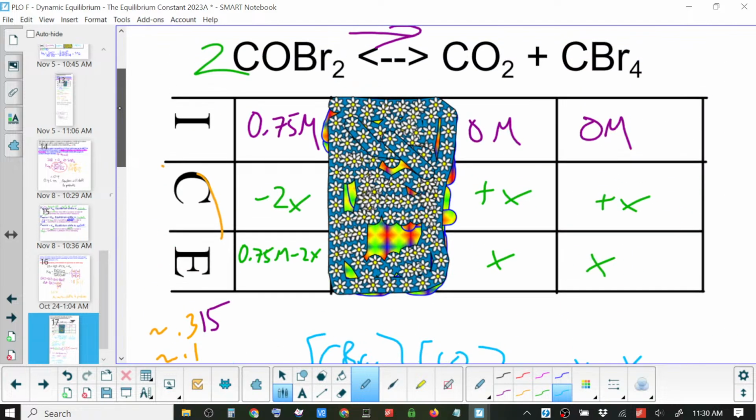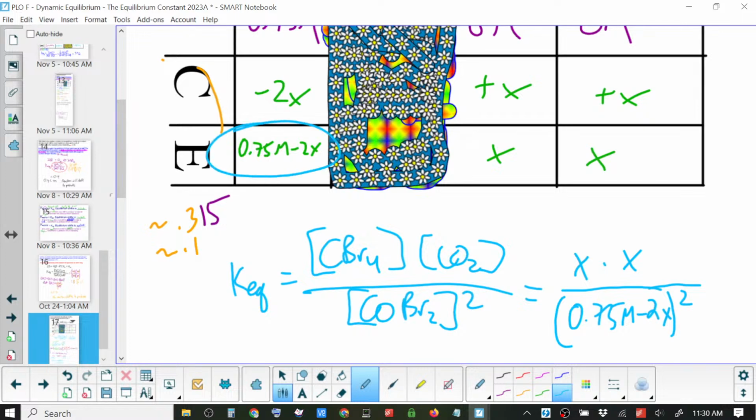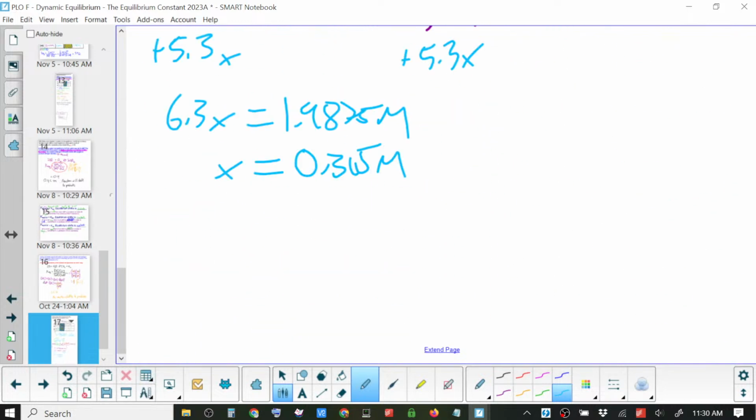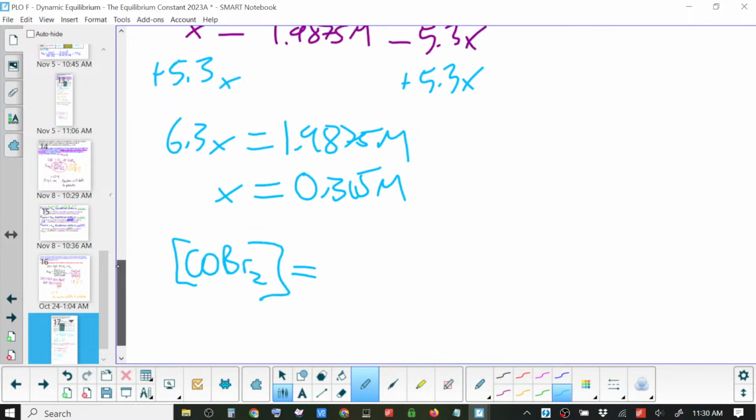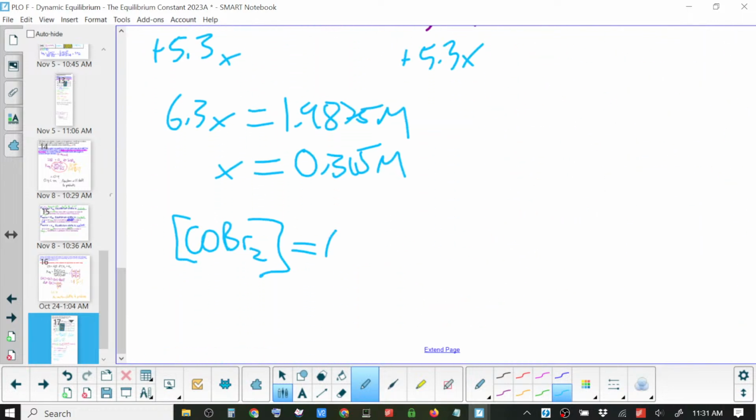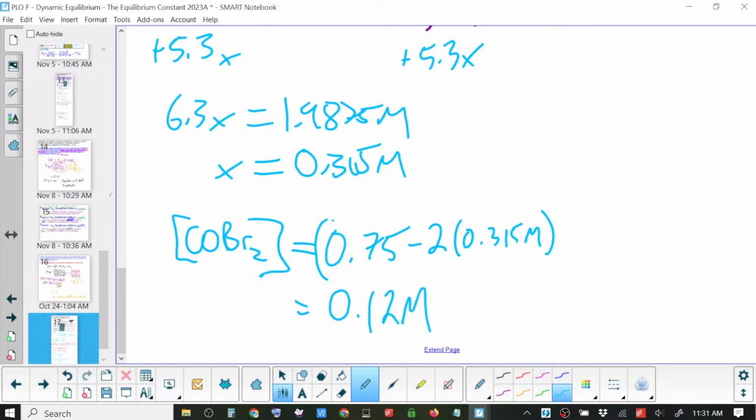We're not done, because what we actually asked for was this number. We want the concentration of COBr2. The concentration of COBr2 is equal to 0.75 minus 2x, 0.75 minus 2 times 0.315 molar equals 0.12. Something like that? The 2 sig figs? Yeah. Because 0.315 comes out to about 0.6, and 0.7 minus 0.6 comes out to about 0.1.